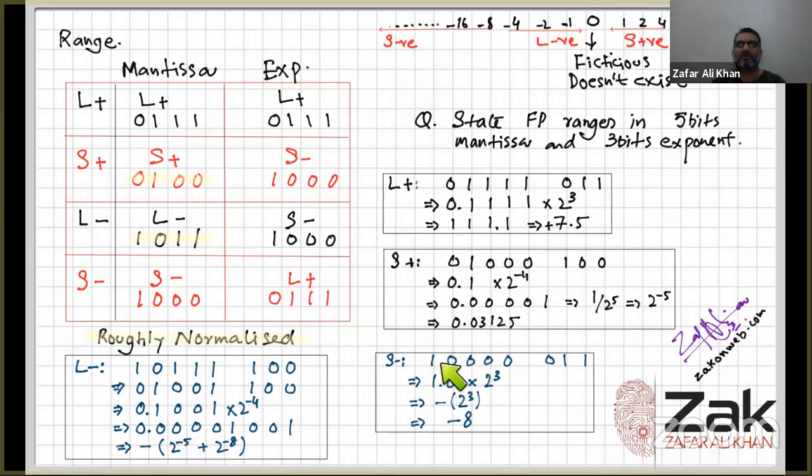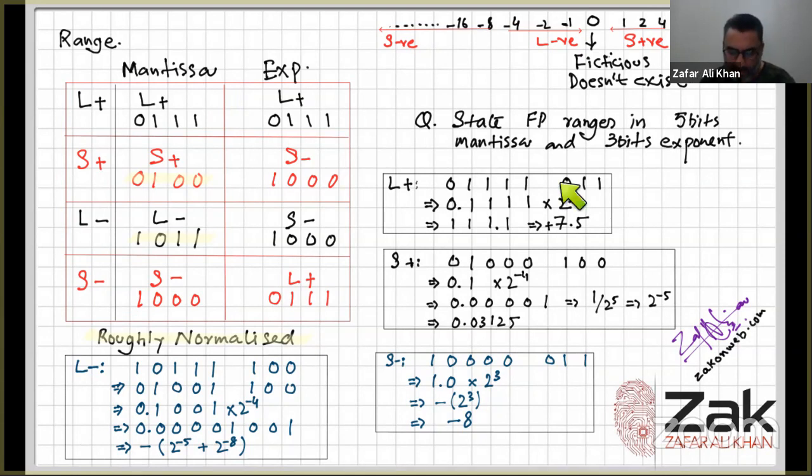We cannot do anything else, but we know that whatever the number is, it is actually negative, because the negative sign in the mantissa is 1, which is making it negative. So this is negative into 2 to power 3, which makes it minus 8. So this is minus 8, the smallest negative number that we can save.